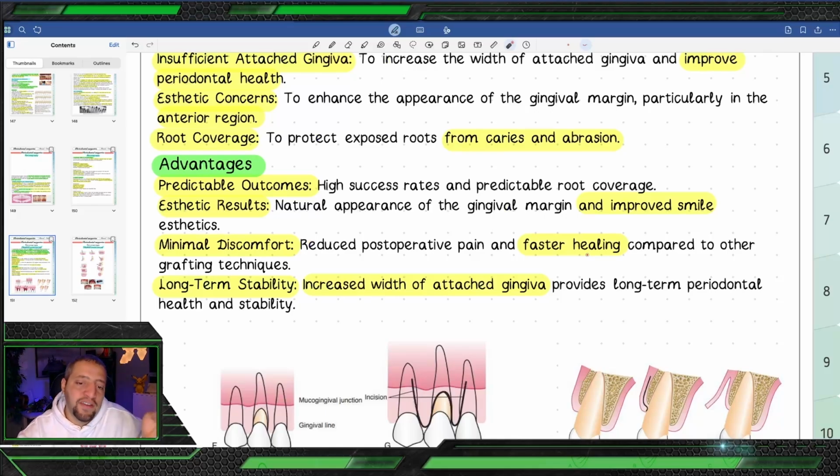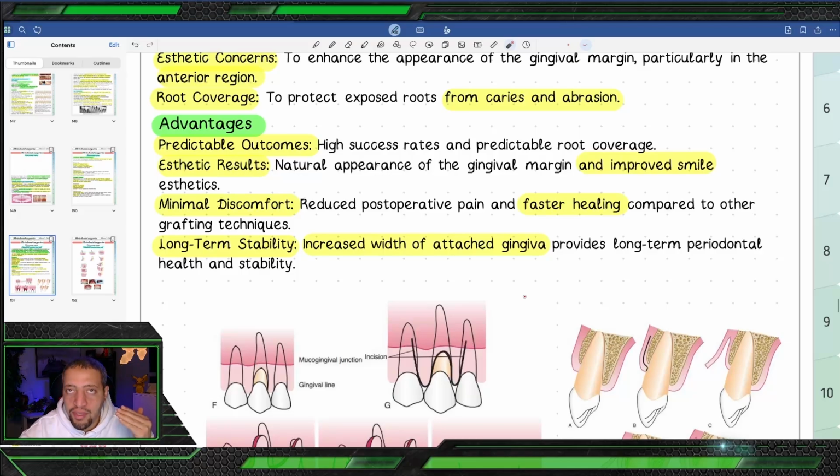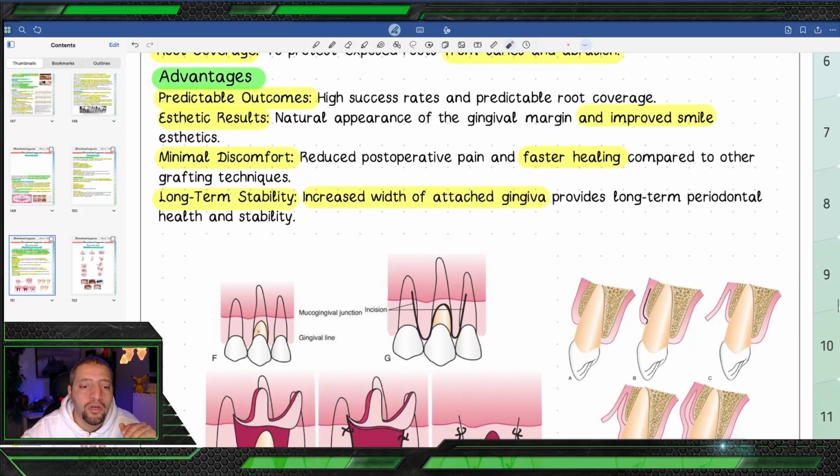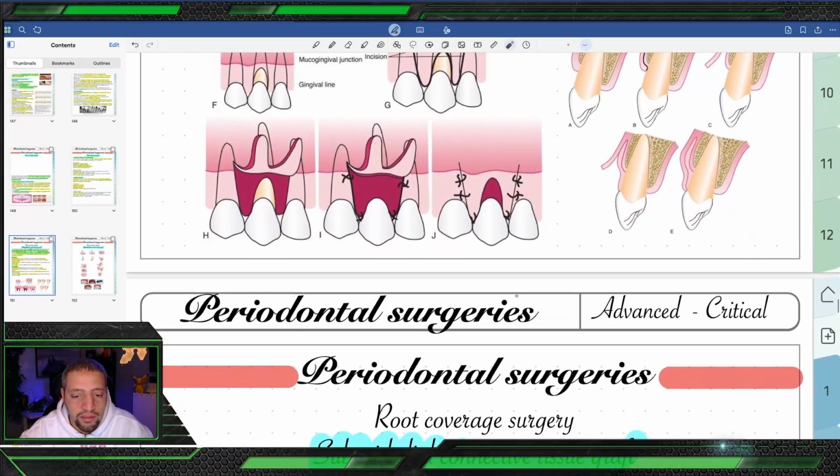But it has a disadvantage because you have two locations. You cut from the palate and you put it in the recipient site. Long-term stability, because you have increased width of attached gingiva, which is mandatory before you do orthodontic treatment. Think about it: if you want to do orthodontic treatment for such a tooth, you're going to end up with severe recession here and maybe lose the tooth, which is a critical tooth, the upper canine. So for such cases, you should start with this one before doing orthodontic treatment.